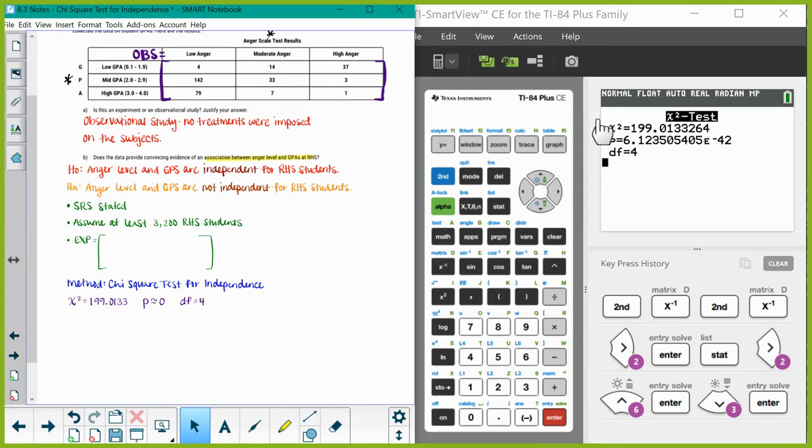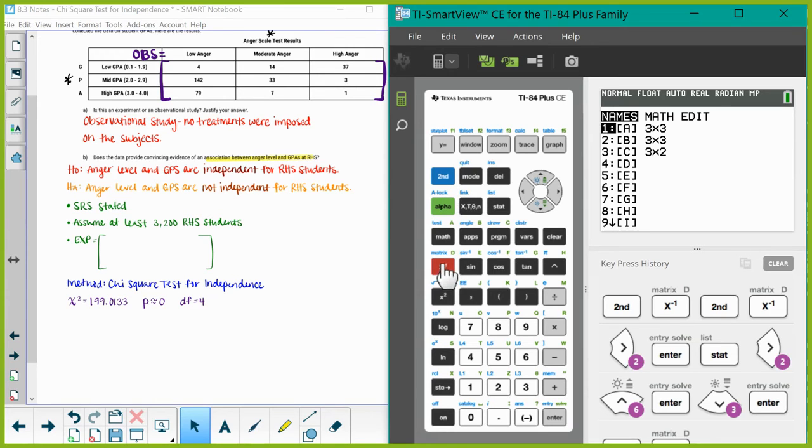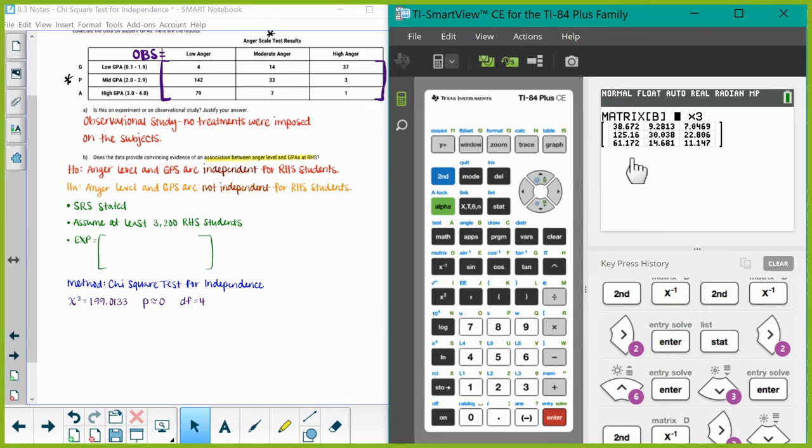Now, once you have your three things recorded, you are going to want to go in and enter in your expected values. So I'm going to go back to that matrix menu. So second, X inverse. And then I'm going to go over to edit. And notice now I have matrix B populated, and it's the same dimensions as matrix A. That's because my calculator filled it in for me. So I'm going to go down to matrix B, and I have all of my expected values.